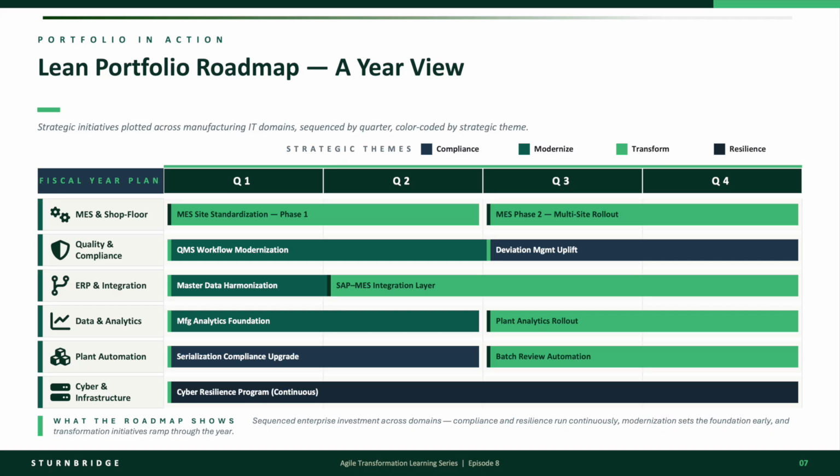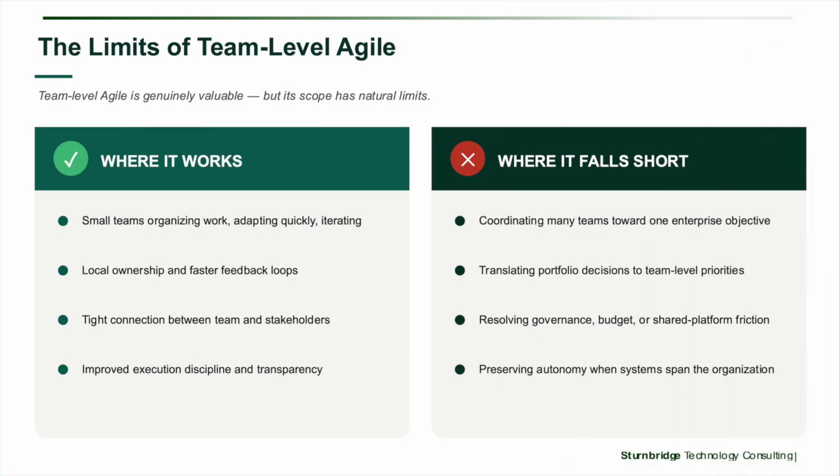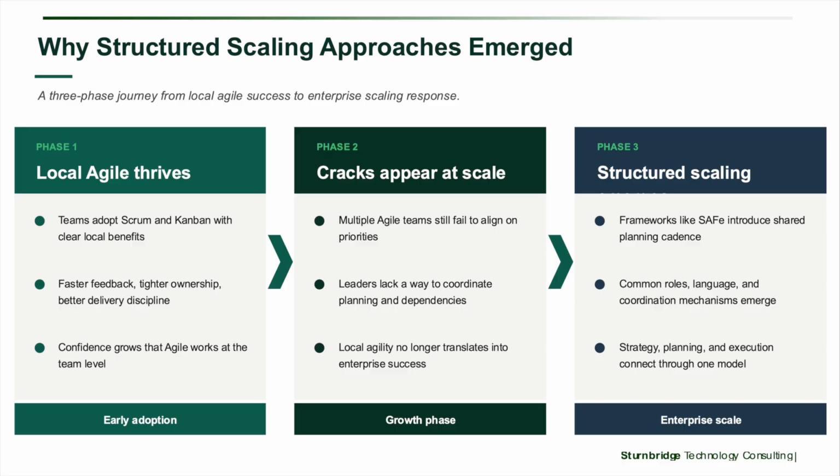This is where many large enterprises struggle. They expand Agile teams without redesigning the coordination system around them. They expect local Agile success to scale naturally. In practice, new friction appears faster than new value. That brings us to the limits of team-level Agile.